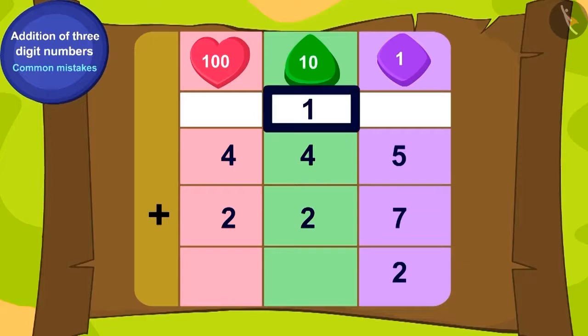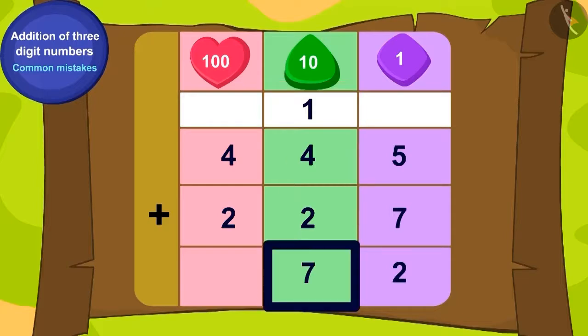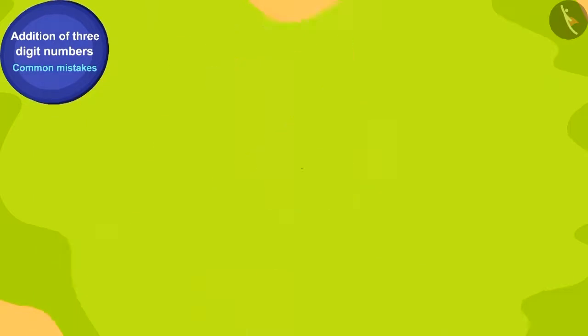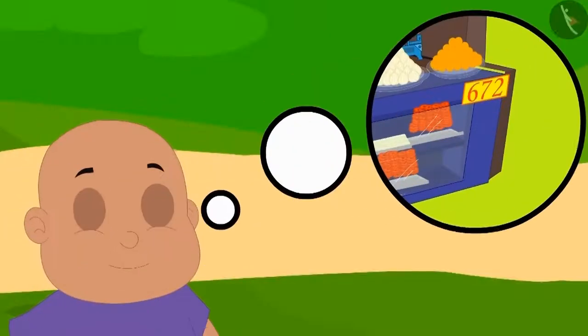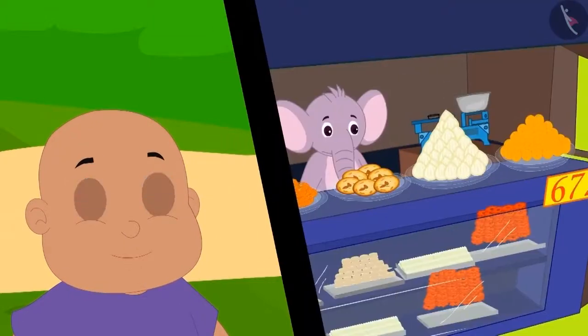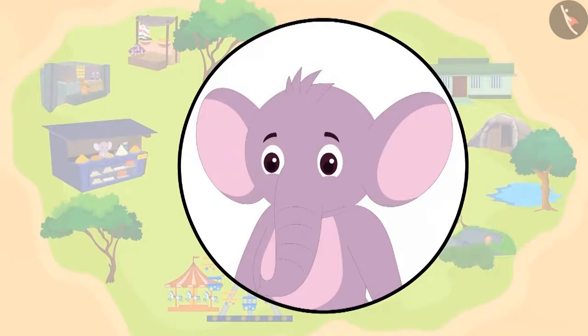Now what is the sum of the carryover 1 ten added to 4 tens and 2 tens? 7 tens. Now in the end, how many hundreds are there by adding 400 and 200? 600. Thus, the answer to Bablu's puzzle is 672 laddus. Bablu remembered that he saw the number 672 hanging at Appu Halwai's shop. He immediately ran to reach Appu's shop. Appu gave Bablu his second puzzle.